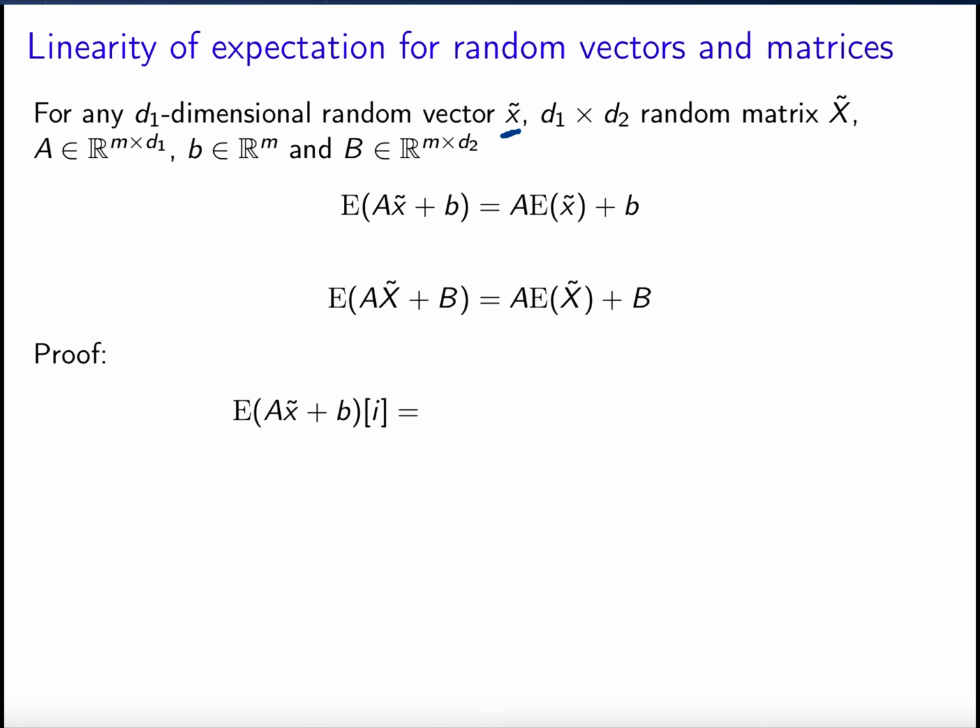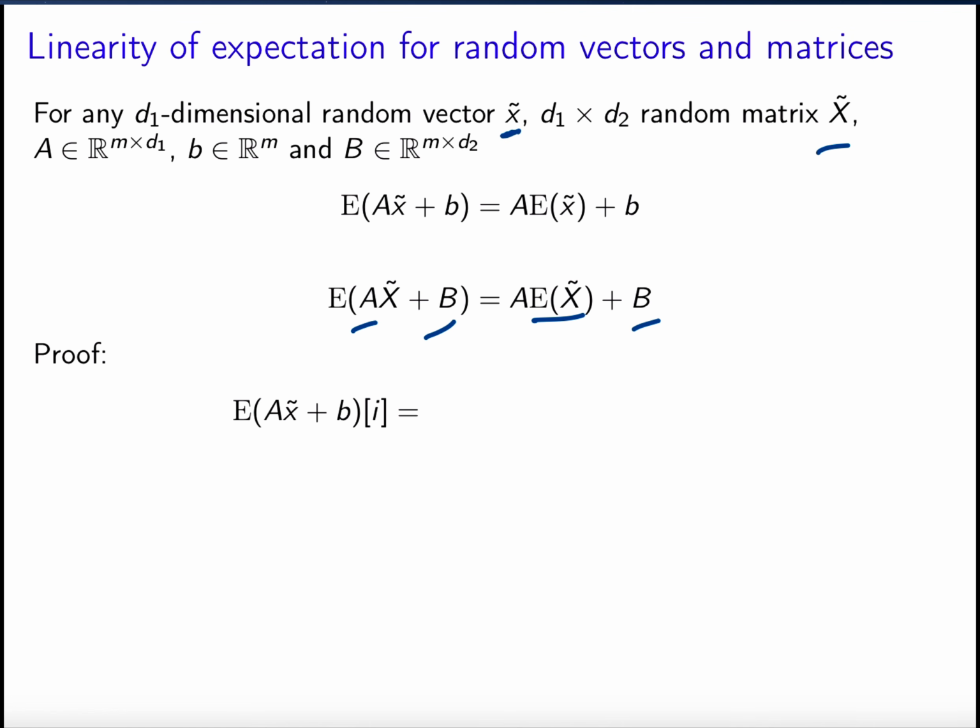I will have a random matrix X, we multiply it by a deterministic matrix A, and we add another deterministic matrix B. If we want to compute the expected value of that, it's exactly the same as first taking the expected value of the matrix, which remember is just taking the expected value of each of the entries, then applying the deterministic matrix A, and then adding the other deterministic matrix B. Let's prove this for the vector case. The matrix case is exactly the same.